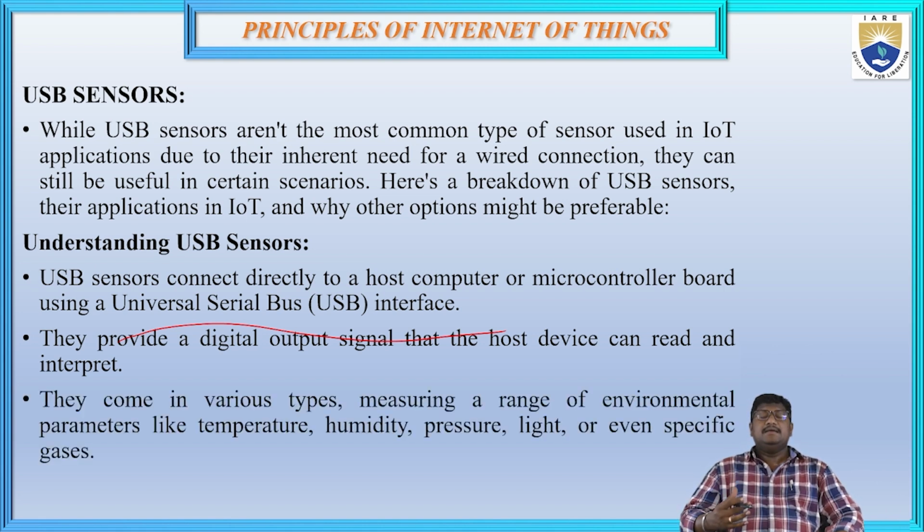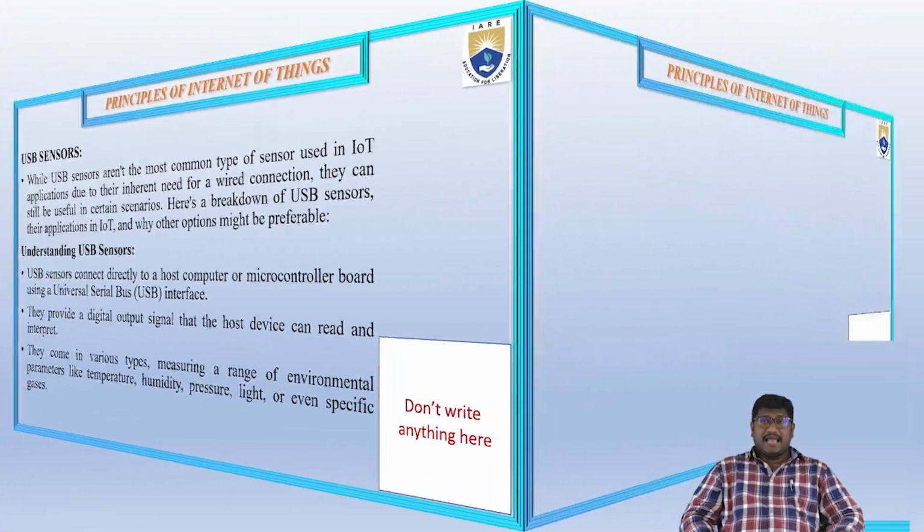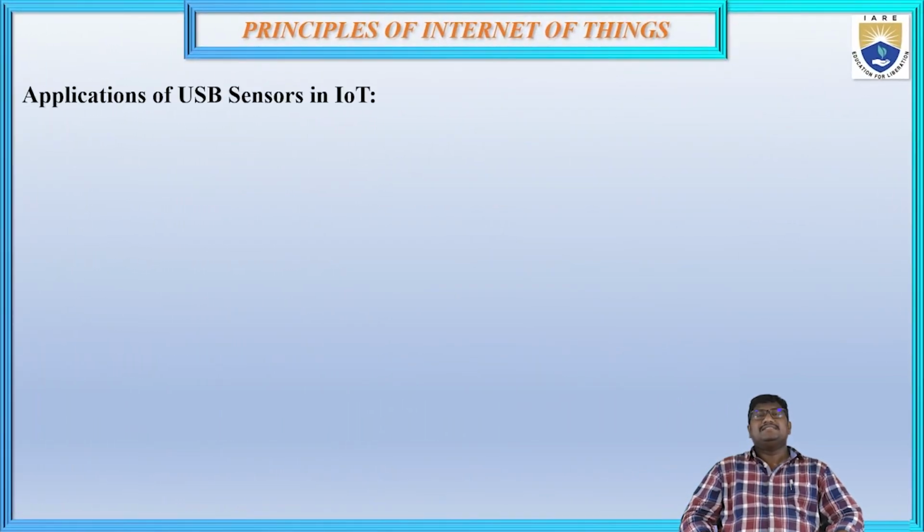By using these USB sensors, there are different kinds of things. There are multiple types of USB sensors which measure the range of environmental parameters we are going to utilize in our IoT system. The parameters such as temperature, humidity, pressure, light, gas, whatever the parameter is, for everything we are utilizing these sensors.